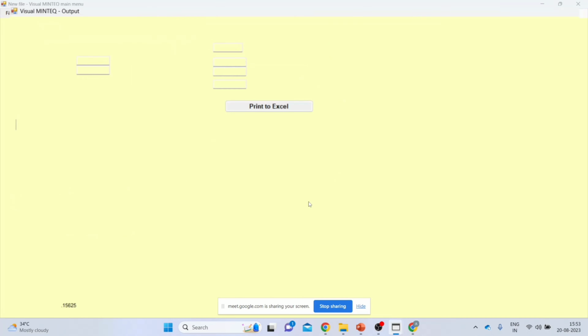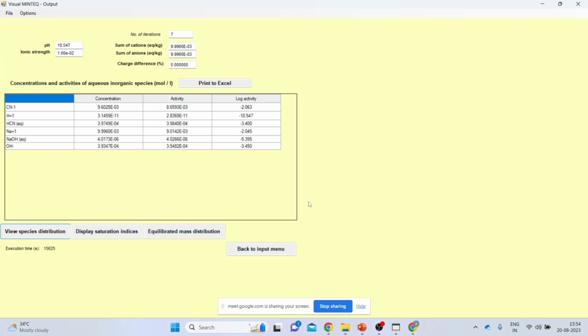We will run MINTEQ and we can see that we are getting the pH as 10.547. We have also got the ionic strength as 10 raised to the power minus 2, and these are the different species present at equilibrium, the concentration of each species, and also the activity is given.